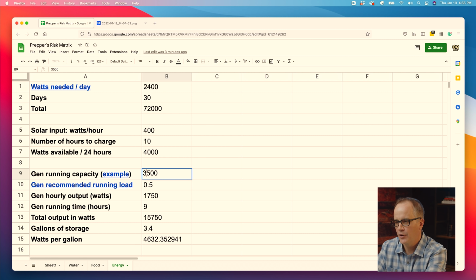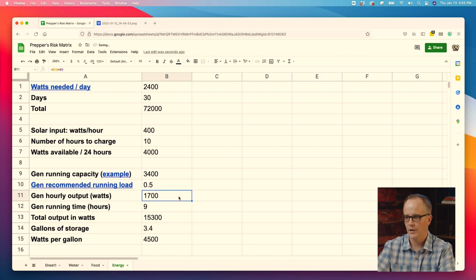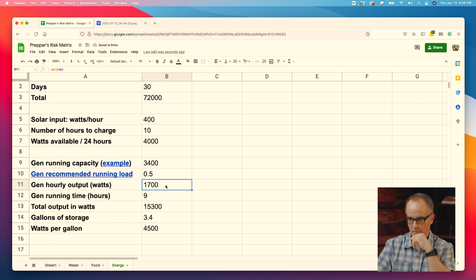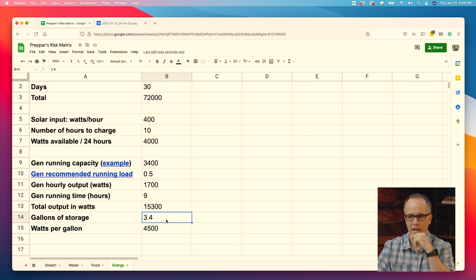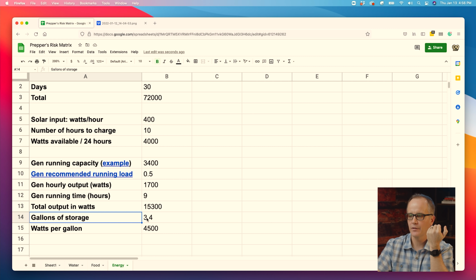So I had 3,500. Let's change that to 3.4 because they said 3.4. So we see now what it can generate per hour in wattage is 1,700. The running time is 9 hours. And the total output in watts for those 9 hours is roughly 15,300 watts, and that's with 3.4 gallons of fuel. For my device, I have a 3.4 gallon tank. So what I can quickly see is that I can produce 4,500 watts per gallon. That tells me my efficiency more or less on this device.